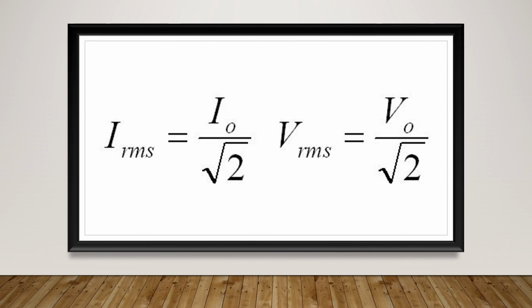So here are the formulas of current and voltage RMS values. I RMS is equal to I naught upon root 2 and V RMS is equal to V naught upon root 2, where I naught and V naught are the peak current and voltage values respectively.